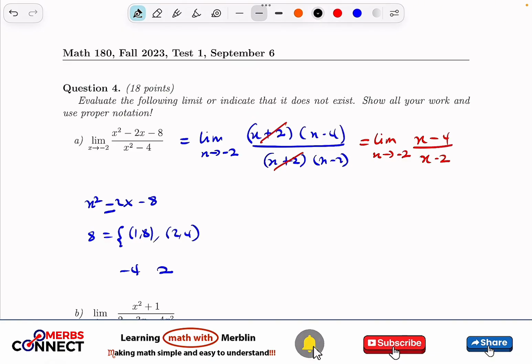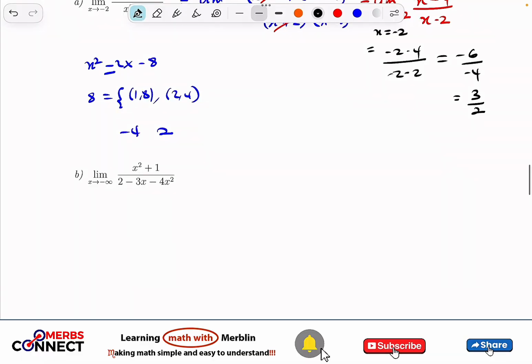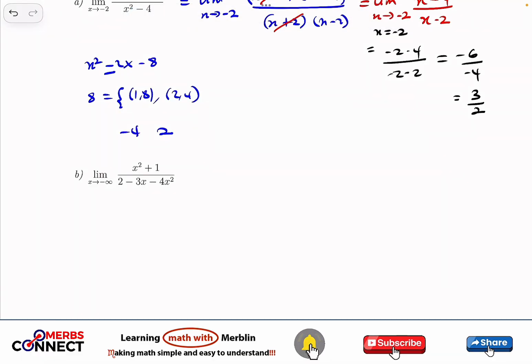Now that we are done with simplification, we can just do another direct substitution. So set x equal to minus 2: minus 2 minus 4 divided by minus 2 minus 2. This is going to give us minus 6 divided by minus 4, and this is going to give us 3 divided by 2. Very simple. Now let's look at b.